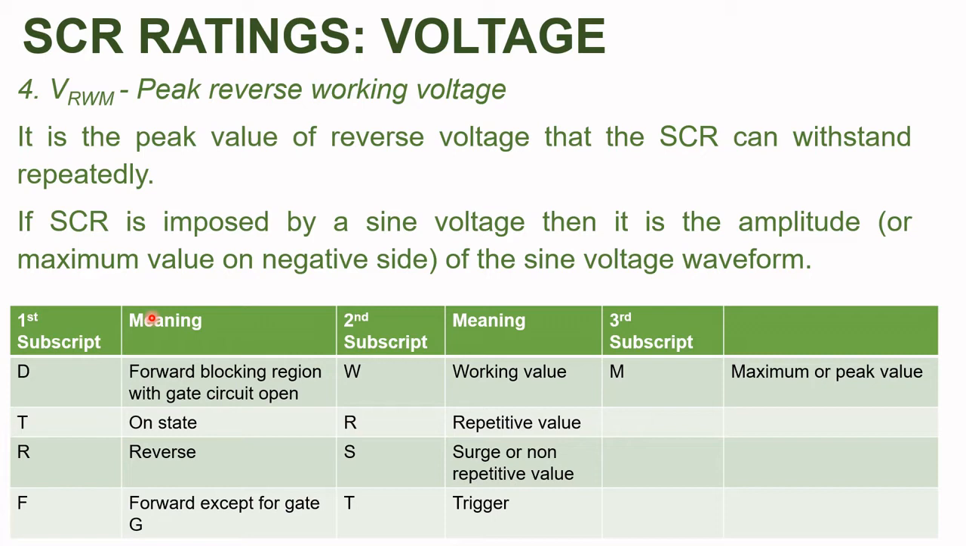Our next rating is VRWM, that is peak reverse working voltage. Let us try to decode it. First subscript is R. R stands for reverse, that is SCR is under the reverse bias condition. W is the second subscript. W is used for working value. So reverse bias condition, working value, and M stands for the maximum or peak value. So we get VRWM is peak reverse working voltage.